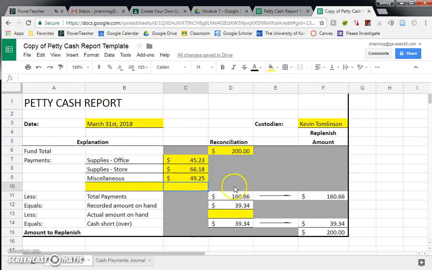Okay, so you can see that the report is telling us that we had a total payments of $160.66. That is these 3 numbers added together. The recorded amount on hand, this would be the amount that we should have. And the way we get that is by taking the amount that we started with and subtracting the amount that we spent. So according to this, we should have $39.34. This other yellow section, actual amount on hand, that is the actual amount of cash that was in there whenever the custodian opened it up and saw what was inside of the box.